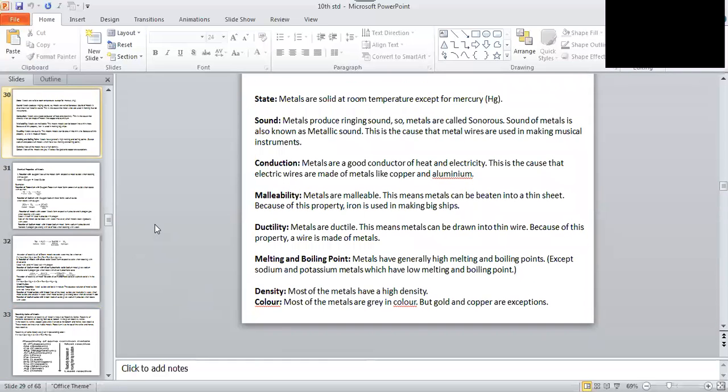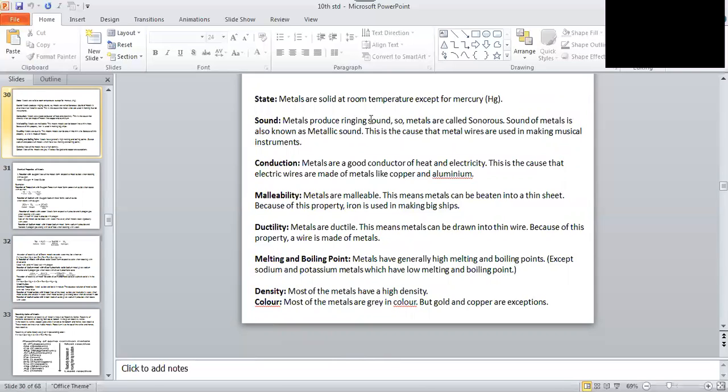The next property of metals is state. Almost all metals are present in solid state at room temperature. There is one exception, that is the metal mercury. It is present in liquid state at room temperature. Remember this exception.